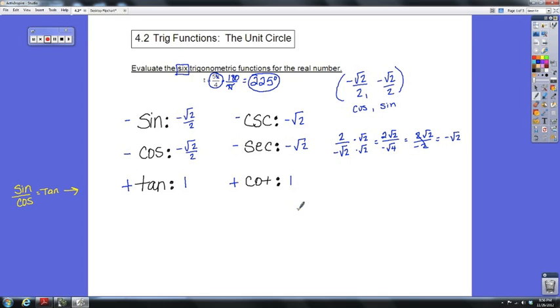And double check your signs. Make sure that these 4 turned out to be negative like they were supposed to, and make sure that these 2 turned out to be positive like they were supposed to. And you have found all 6 trig functions. And like I said, we'll be doing lots of these from here on out.